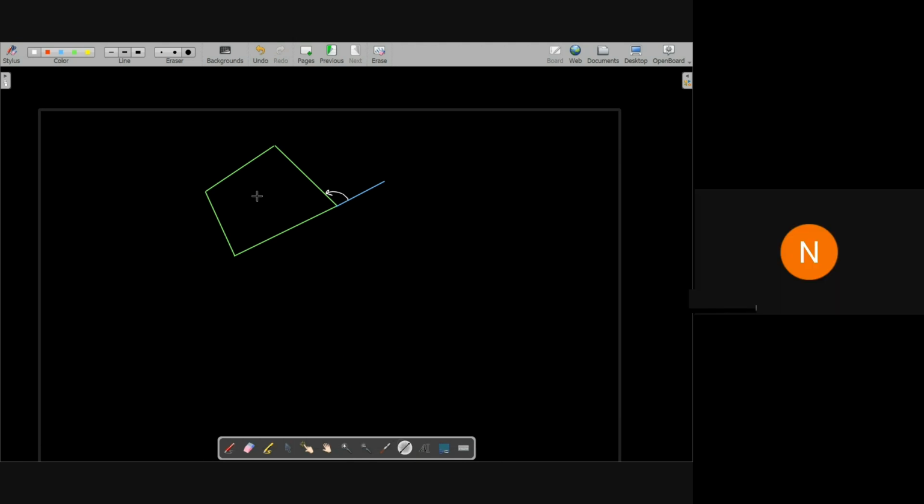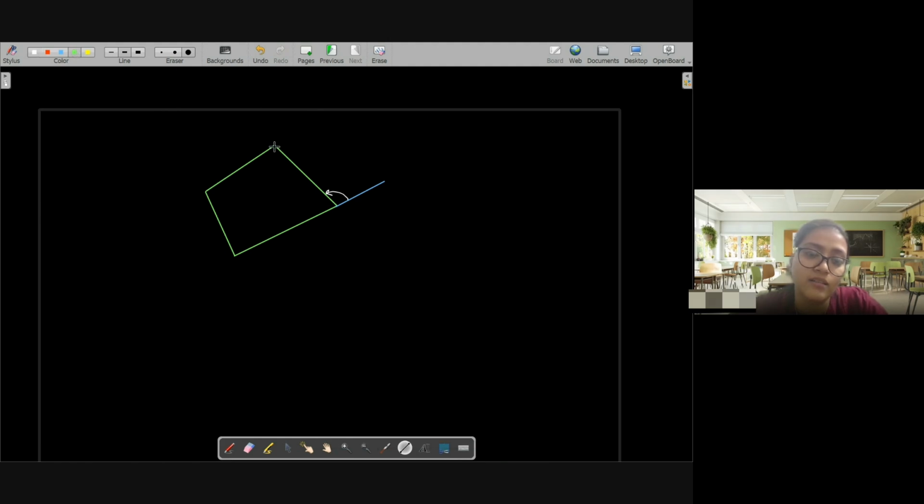Now, if I extend this side, then this one is exterior. Okay. Then if you extend this side, these are your exterior angles.